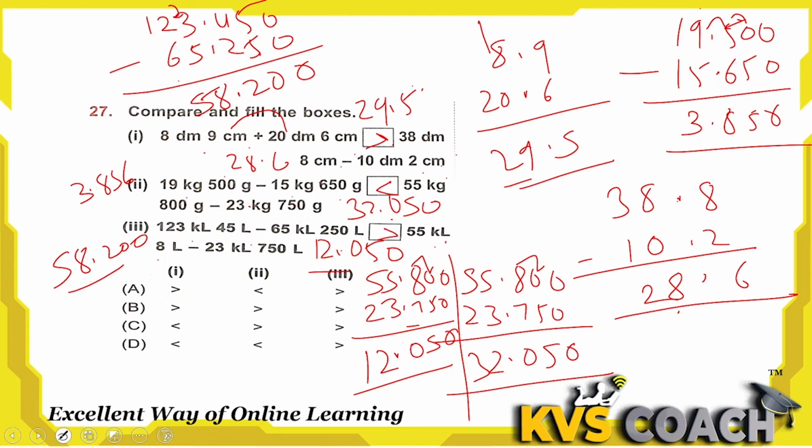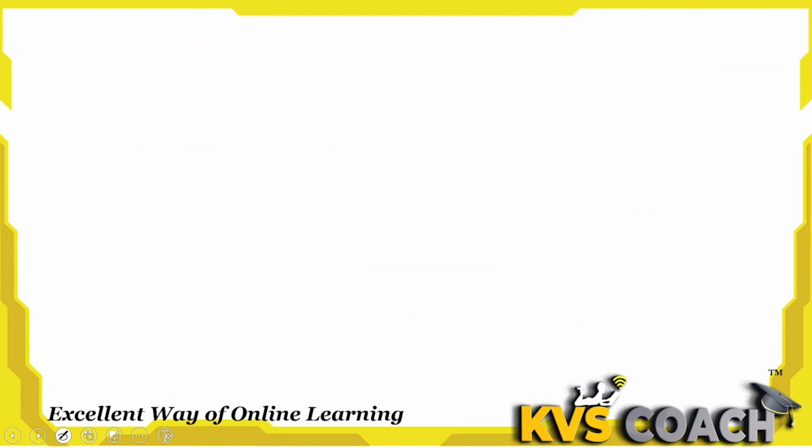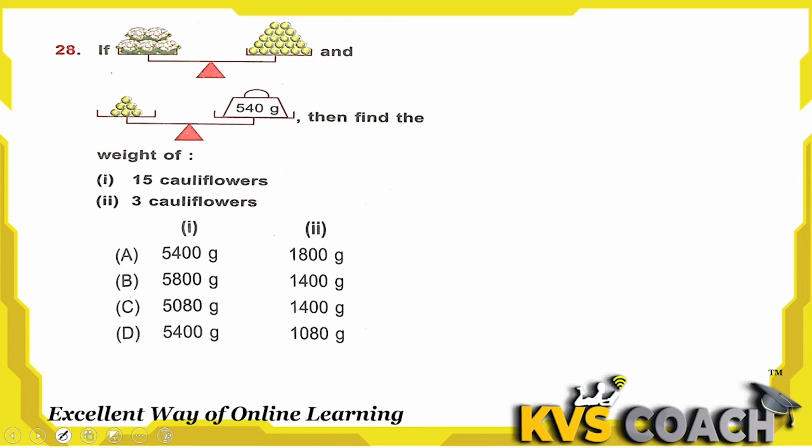So the answer will be like this, this and this. So which answer is here? This, this, this, this, and again this. So A is the right answer here only. Okay. Next is this and this.